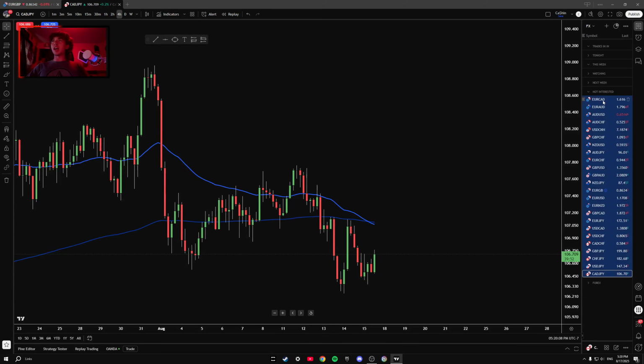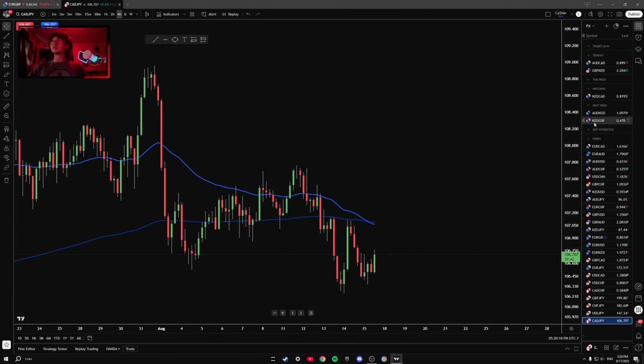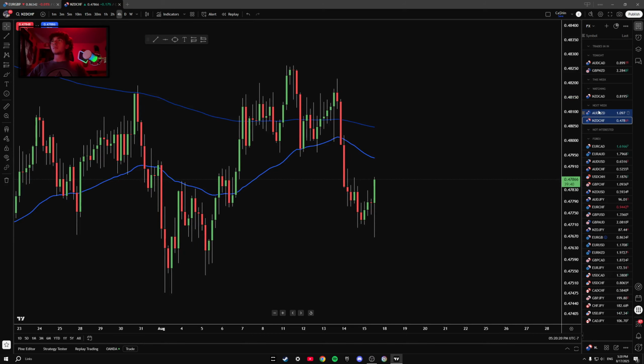I have different tabs set up just so it makes it a little easier on myself. Let's grab all of our pairs, make sure we're ready to go. Let me just hit this little symbol button to organize them. Bam.